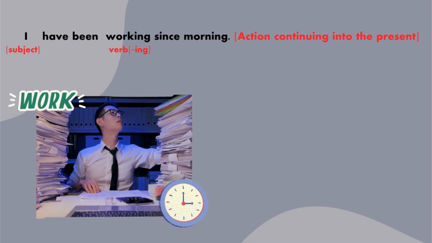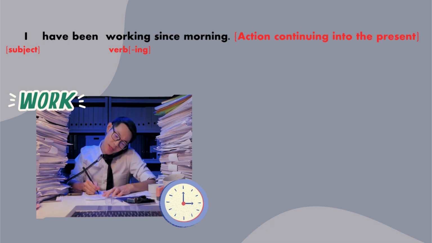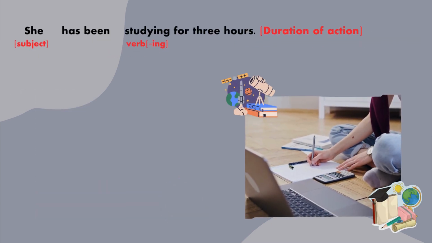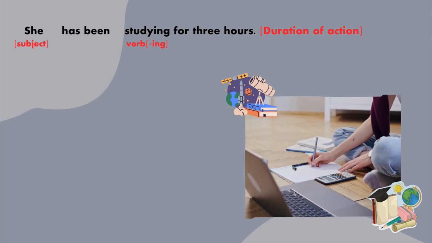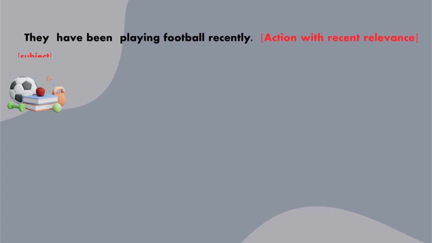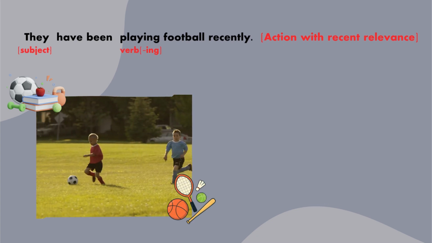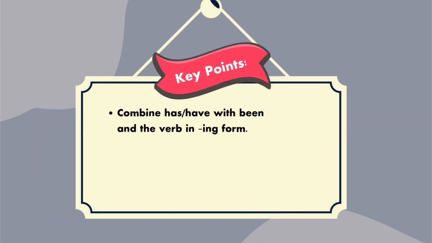I have been working since morning. In this sentence an action is continuing into the present. She has been studying for 3 hours. This sentence is used to say the duration of an action. They have been playing football recently. This sentence is used to say an action with recent relevance. Key points: combine has and have with been and the verb in ing form.